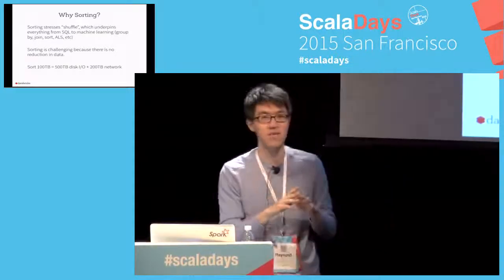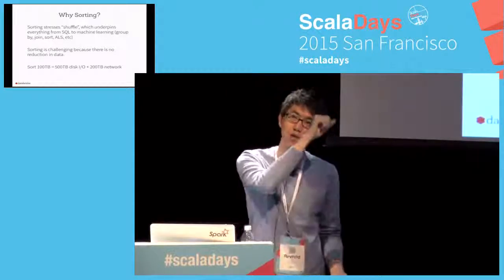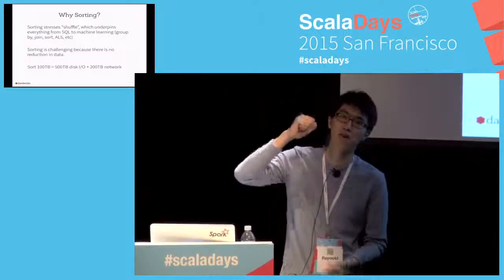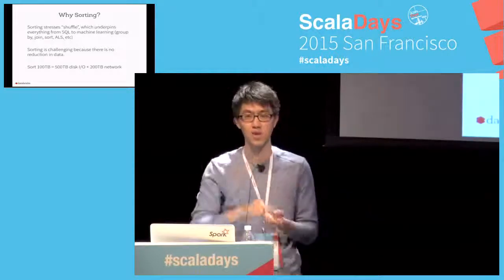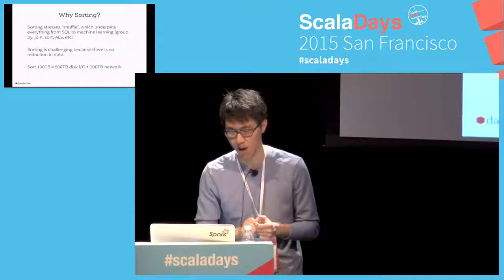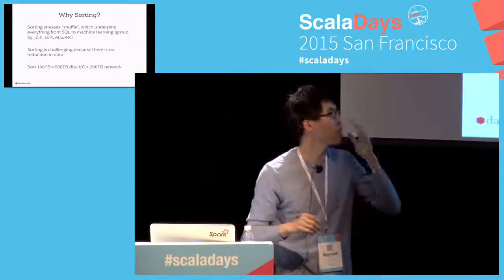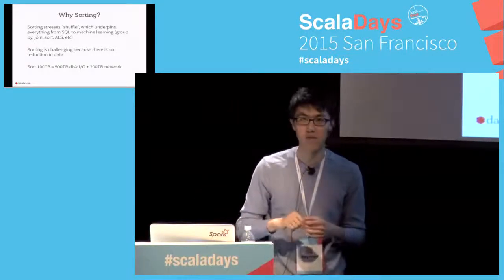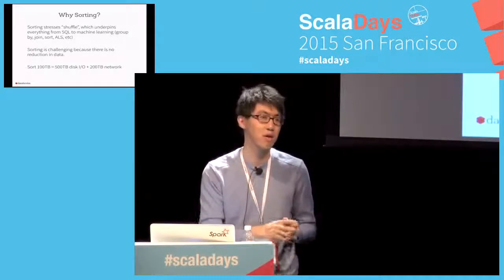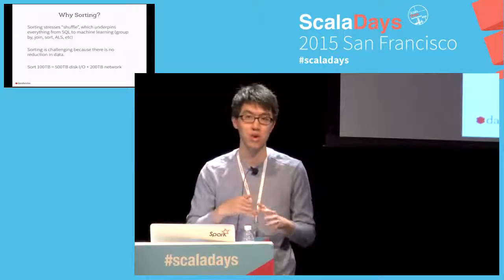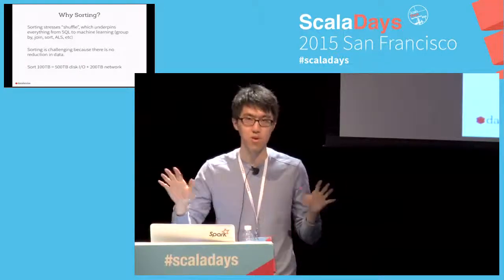In sorting, it's very interesting because if you want to sort 100 terabytes, you pretty much have to communicate 100 terabytes across your cluster. If you want to do it reliably, you actually communicate a lot more. So in our case, sorting the 100 terabytes of data in a fault-tolerant way meant writing and reading about 500 terabytes of I/O and 200 terabytes of network traffic in the 23 minutes that it took.